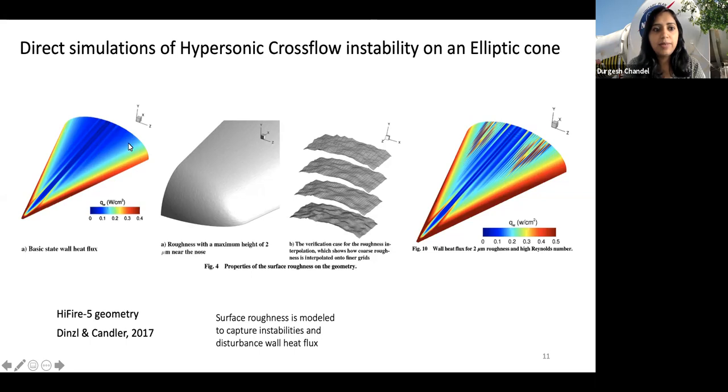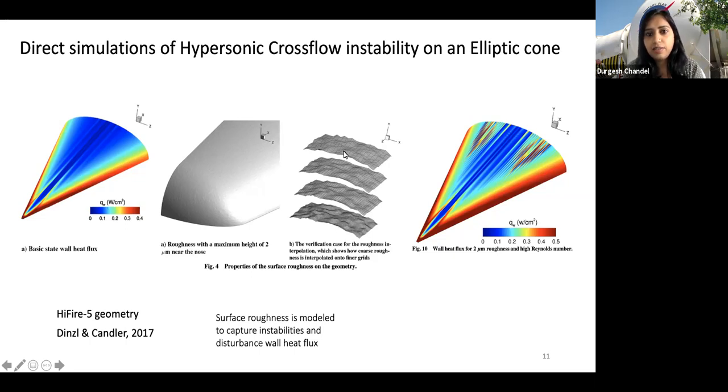If you see just the base flow, it seems very smooth, while in reality there will be instabilities. So that was captured by providing a surface roughness. Again, this feature was developed as a module in US3D utilities. The main flow solver did not have this feature. Basically, all the computational grid on the surface of the vehicle was fed with a coarse roughness distribution, which was again interpolated for finer and finer grids.